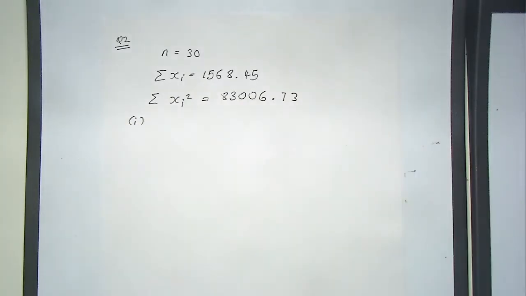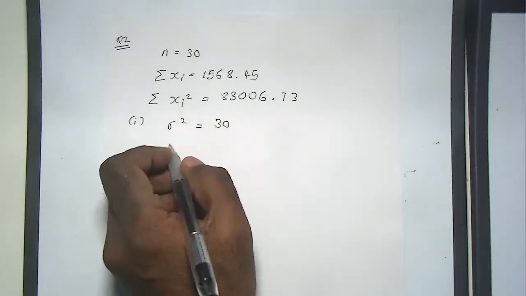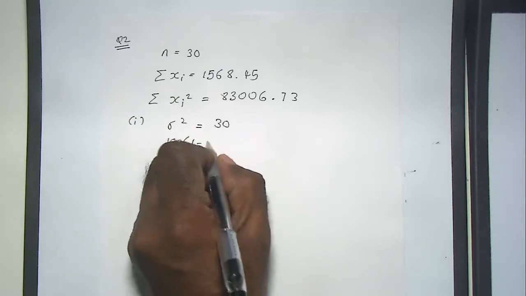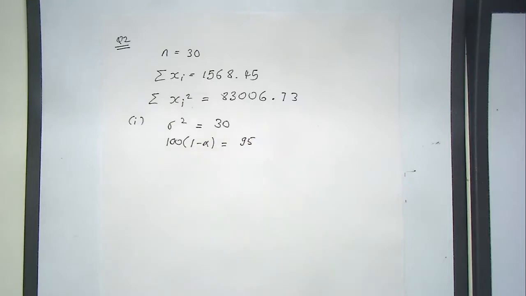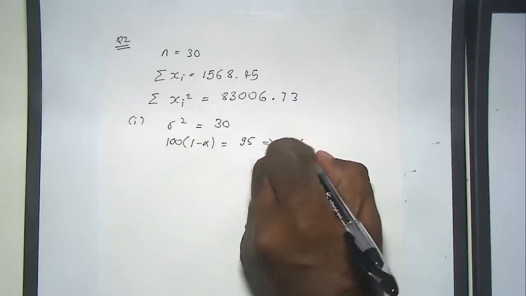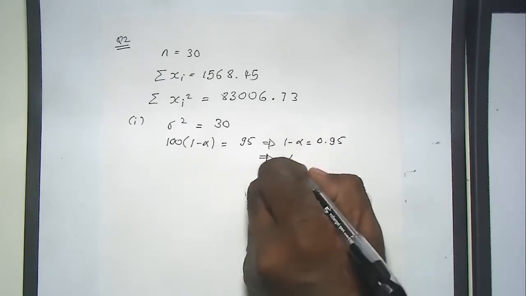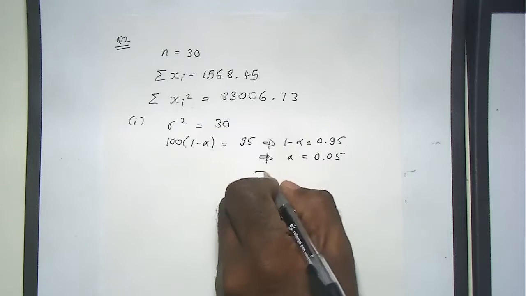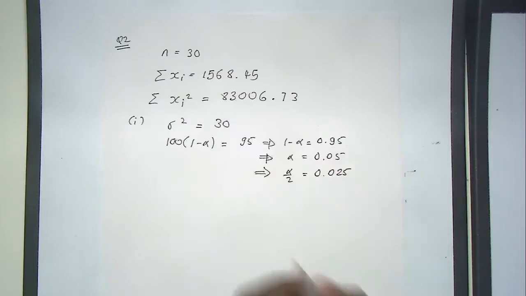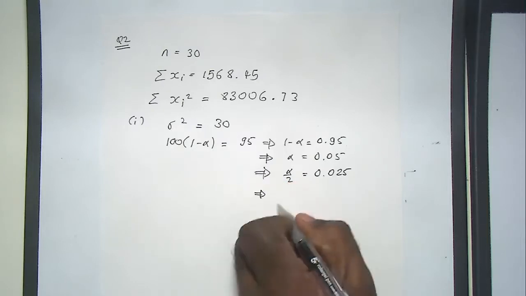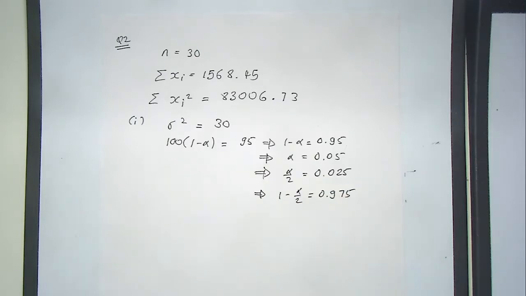sigma squared is known. You're told that sigma squared is equal to 30, and you're asked to find the 95% confidence interval. So 100 times (1 minus alpha) is equal to 95, which implies that 1 minus alpha is 0.95. So alpha is 0.05, and alpha by 2 is 0.025, and 1 minus alpha by 2 is 0.975. You follow me? Yeah.